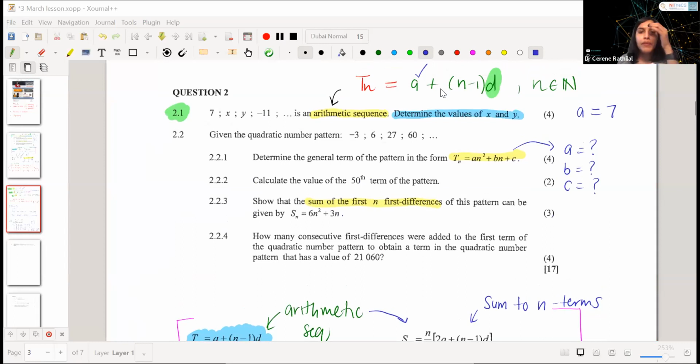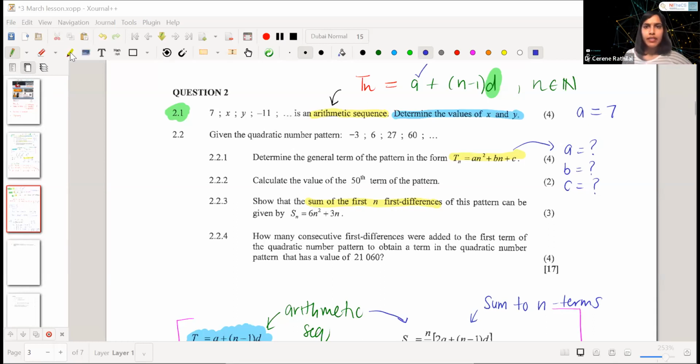The next part of the question says, how many consecutive first differences were added to the first term of the quadratic number pattern. Let's unpack that situation first. How many consecutive first differences? But we've just worked with the first differences, isn't that so? And they want to know how many were added. So they're talking about the sum of the first differences.